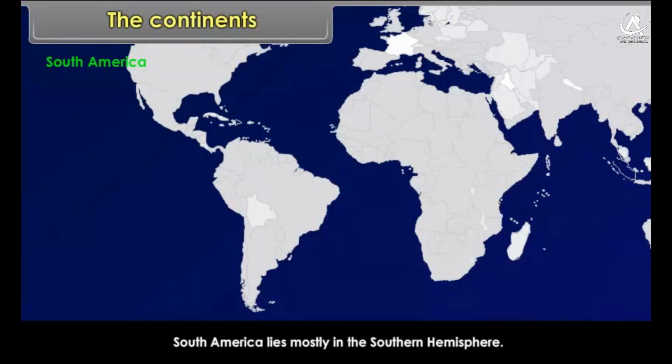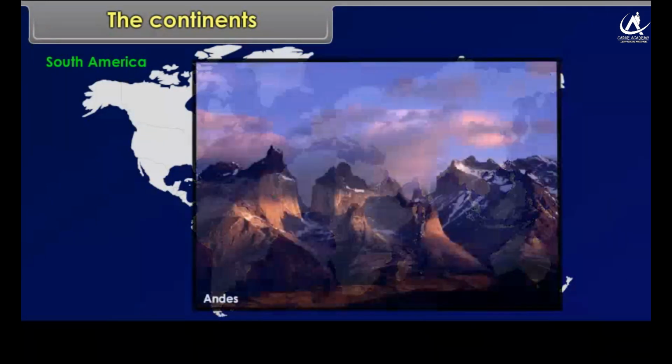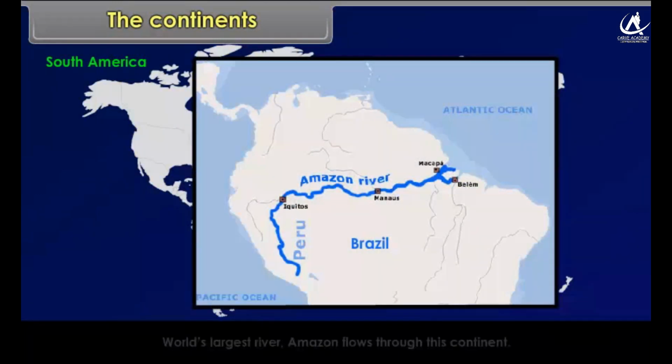South America. South America lies mostly in the southern hemisphere. It is bounded by the Pacific Ocean on the west, by the Atlantic Ocean on the east, and by the Antarctic Ocean on the south. The world's longest mountain range, the Andes, runs through its full length. The world's largest river, Amazon, flows through this continent.